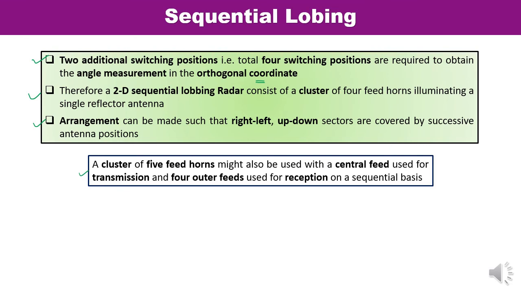You must also remember that in a sequential lobing system, a pulse might be transmitted and received when the beam is squinted to the right, again when the beam is squinted up, when squinted to the left, and when squinted down. The beam might be switched right, up, left, down accordingly. This type of scanning can also be utilized.